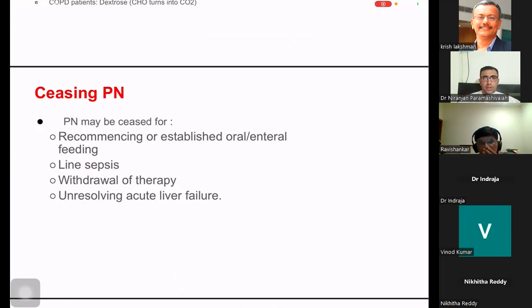What is this? Ceasing PN. Parenteral. Okay. Parenteral nutrition can be stopped when established oral or enteral feeding has been started, when there is sepsis in the line, and when there is unresolving acute liver failure.